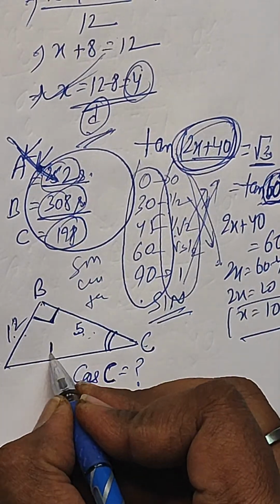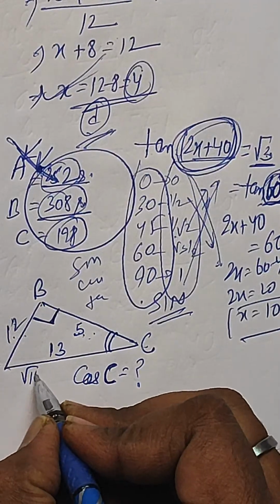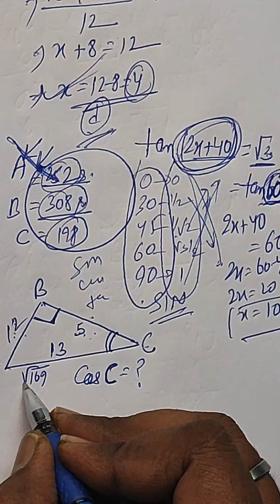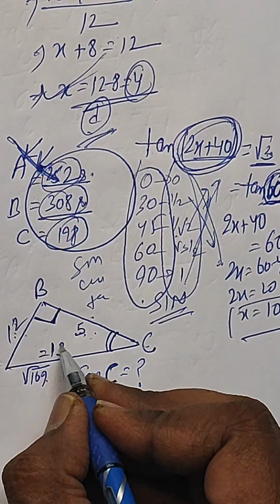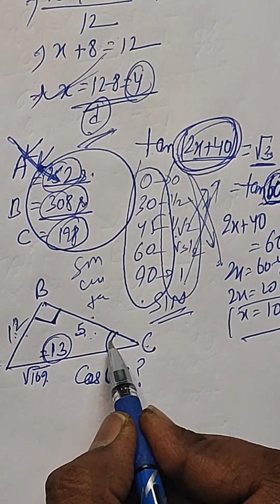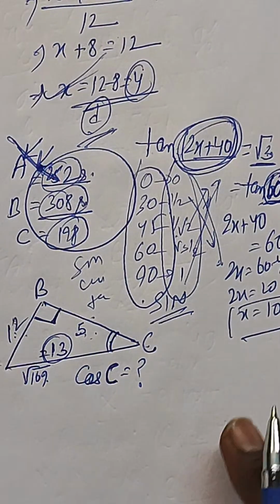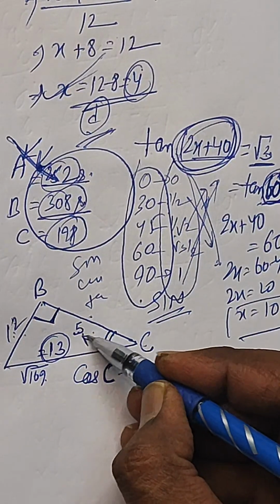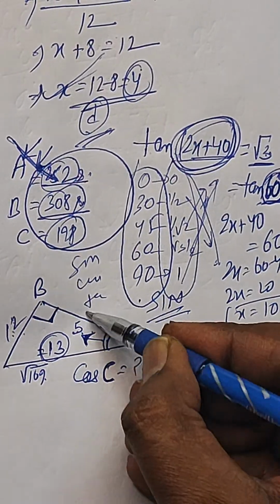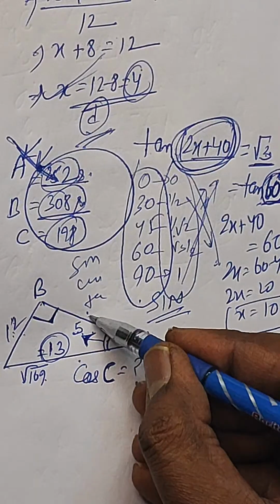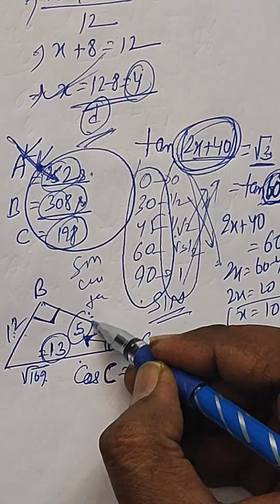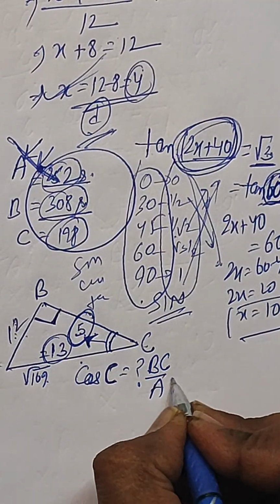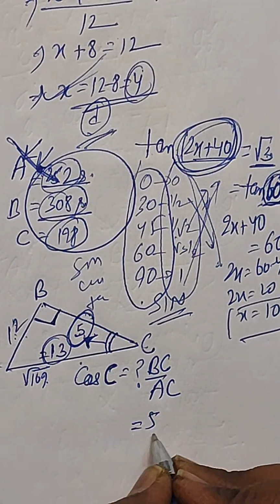So 13 will be coming because root over 169, which is perpendicular square plus base square, is coming as root over 169, and this is coming as equal to 13, right? So cos C. When you just see this triangle from this side, cos of C means base by hypotenuse. So what will be the base? The base will become 5. So cos C will be equal to BC by AC. And BC is nothing but 5 and AC is 13.